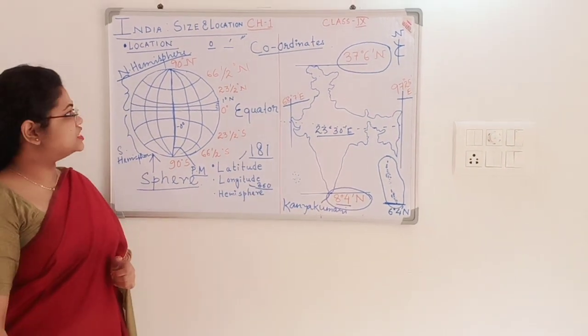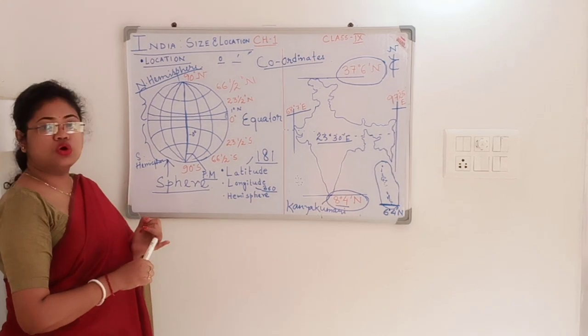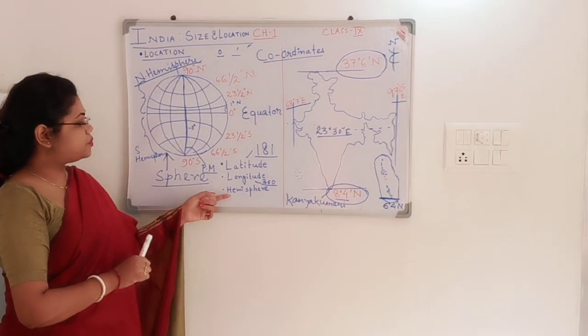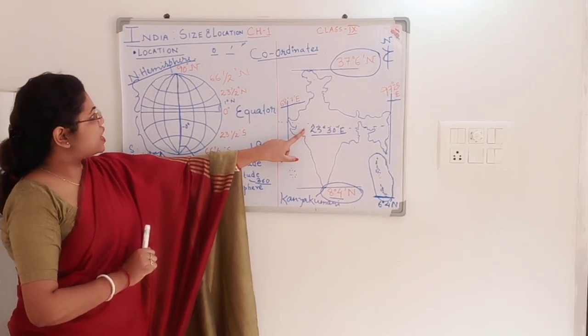For today, this much only. So what have we read today? We have read today what is latitude, what is longitude. We have read about the hemisphere also. We have learned about the Tropic of Cancer also.